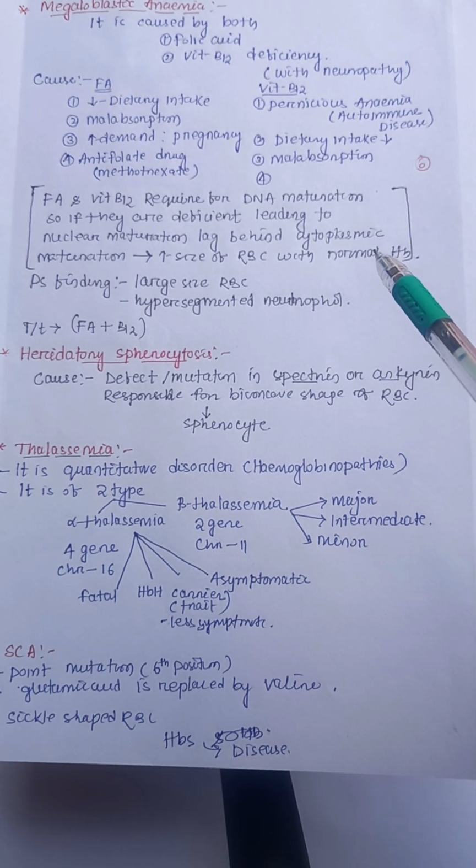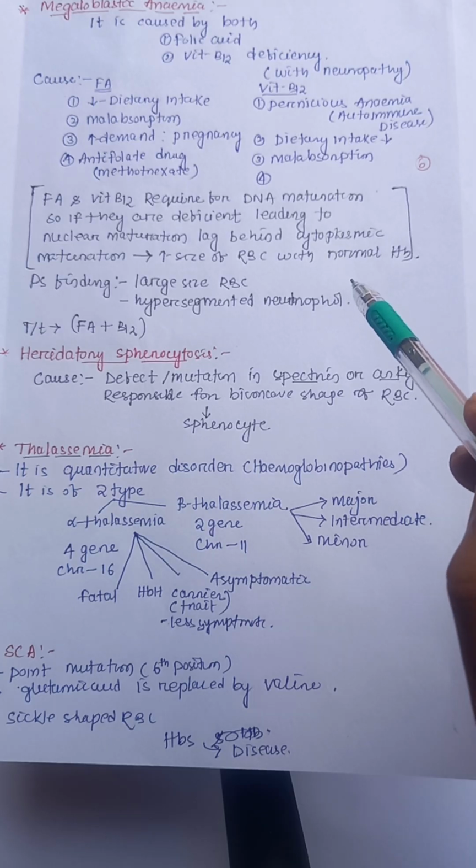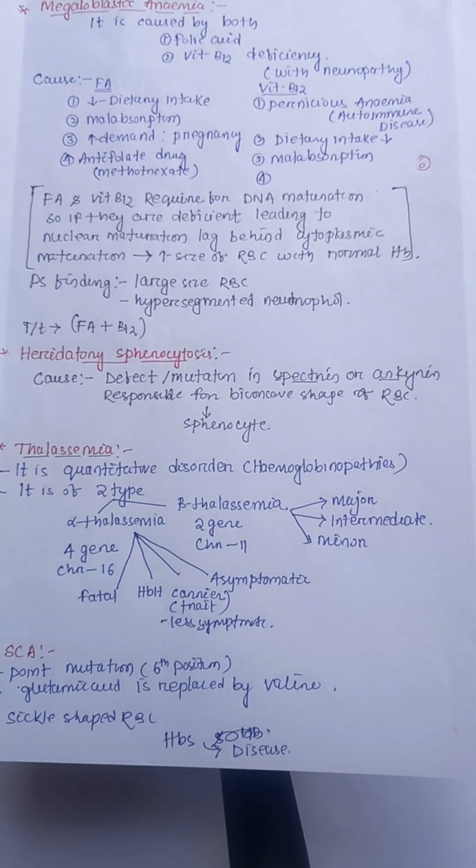Okay, one thing here: there will be a defect in nuclear maturation, not in the hemoglobin. So there will be normochromic, there will be no hypochromic. Okay, normochromic megaloblastic anemia, this presentation will be seen in pernicious anemia.